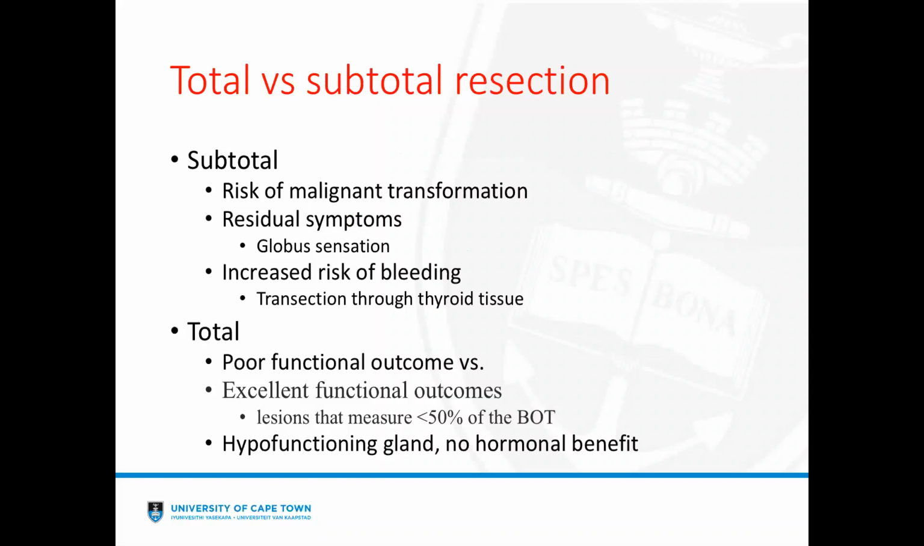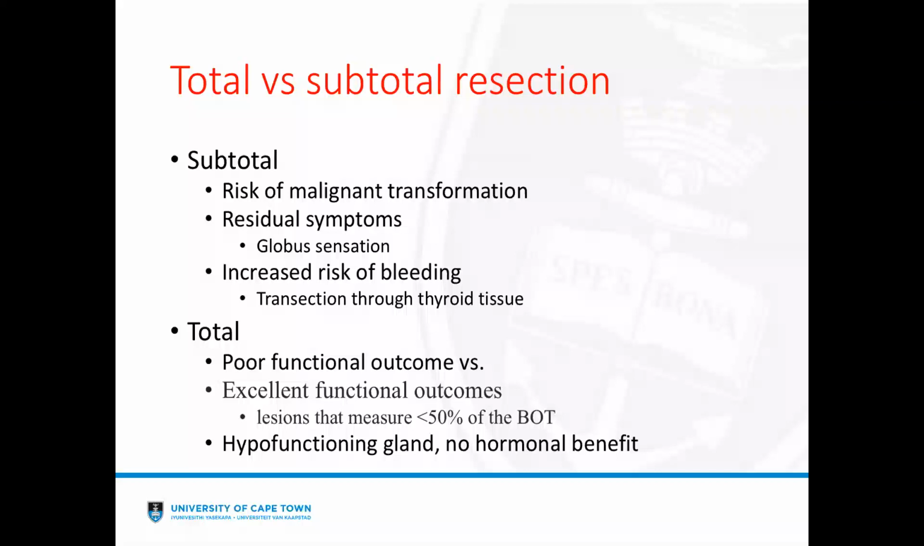In terms of total versus subtotal resection, total resection is recommended or advocated for, as there have been reported excellent functional outcomes of patients who present with lesions that measure less than 50% of the base of tongue. And the other argument for this is that it's a hypo-functioning gland with no hormonal benefit. There are also the associated risks of subtotal resection, which include the risk of malignant transformation, residual clinical symptoms such as globus sensation, and increased risk of bleeding by transecting through the thyroid tissue.